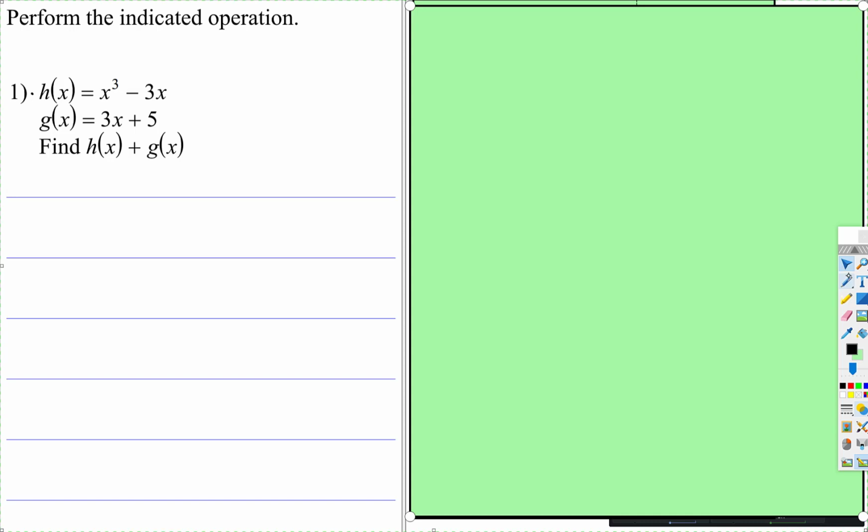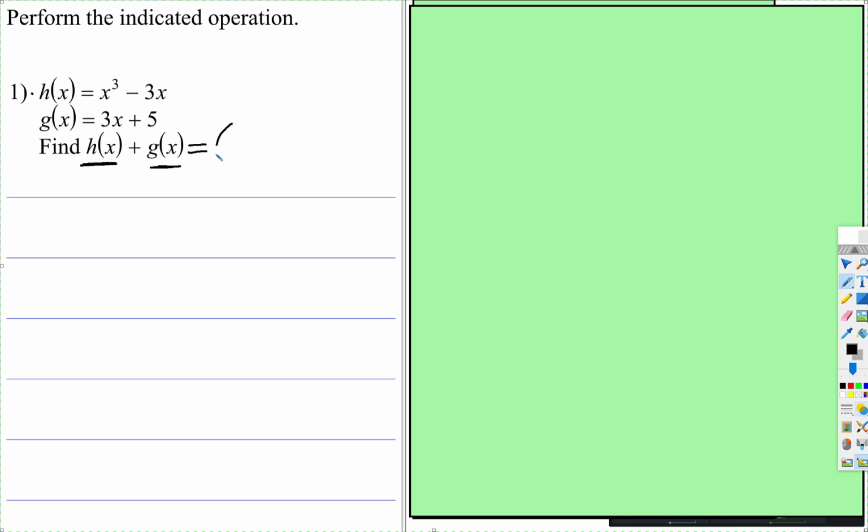Okay, now we're going to talk about composition of functions. When you perform operations on functions, it composes a whole new function. So I'm going to show you two different notations.